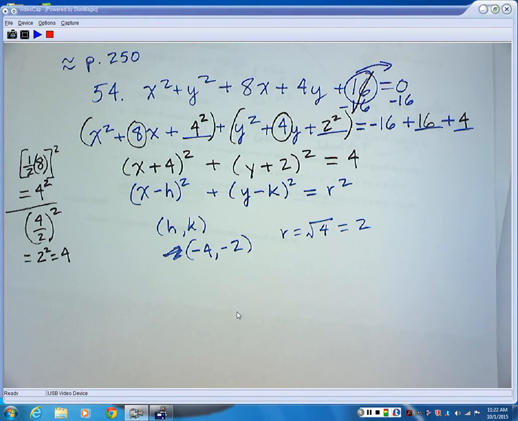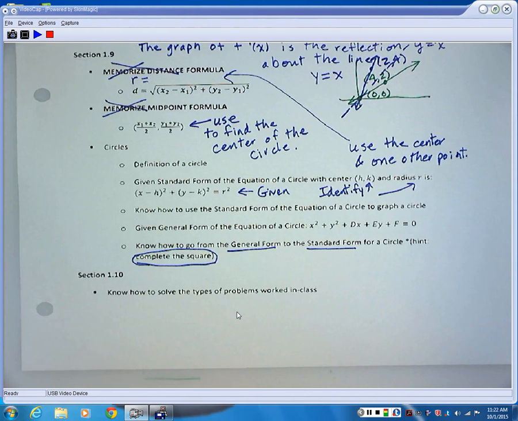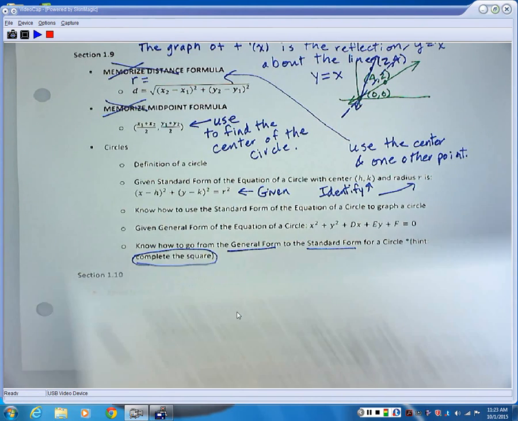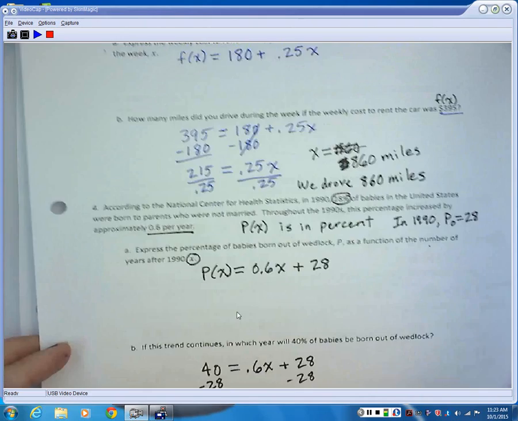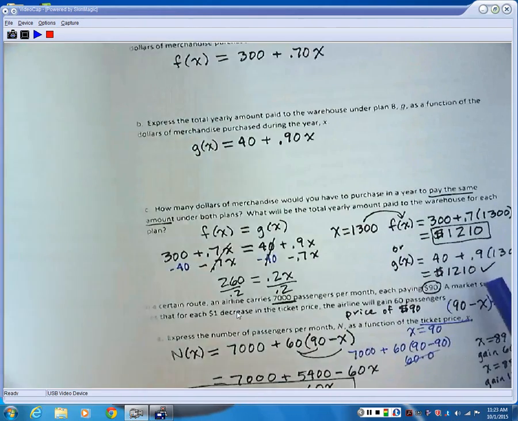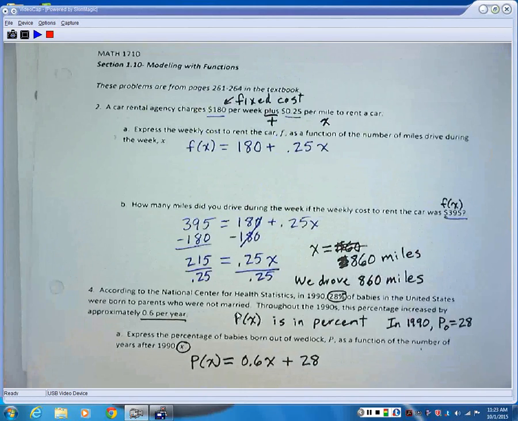Okay, then the last section is all those word problems. Now let us solve the types of problems worked in class. Okay, so 1.10. Some of these problems will be on the test, and you don't know which one, so be familiar with these. It'll be very similar, they'll change the numbers. So be familiar with these and how to solve them.